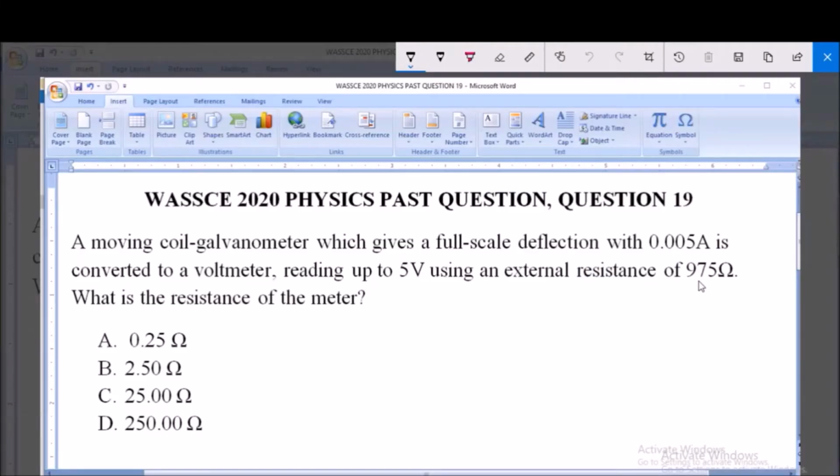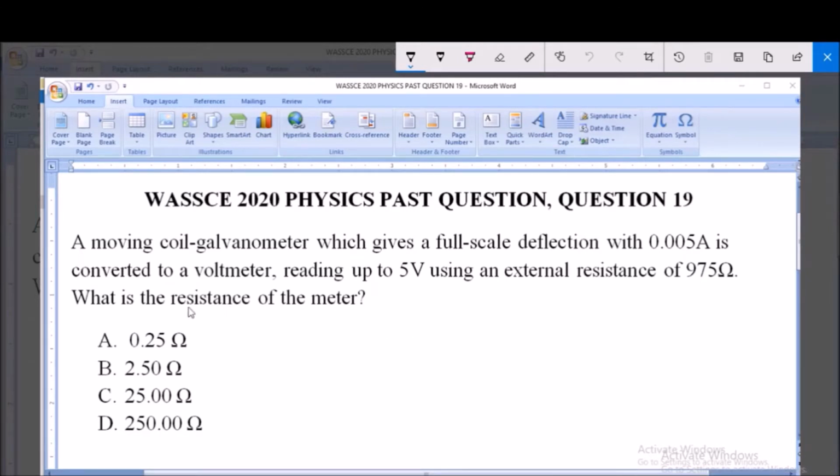I will be answering WAEC 2020 physics past question, question 19. A moving coil galvanometer which gives a full scale deflection with 0.005 amperes is converted to a voltmeter reading up to 5 volts using an external resistance of 975 ohms. What is the resistance of the meter, that is the resistance of the galvanometer? A 0.25 ohms, B 2.5 ohms, C 25 ohms, and D 250 ohms.